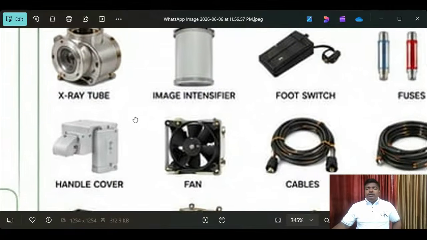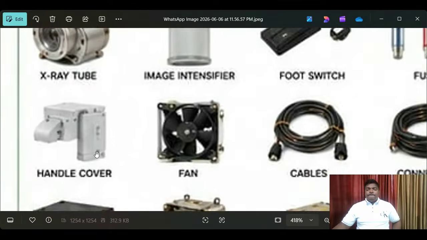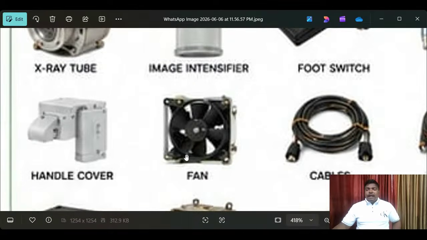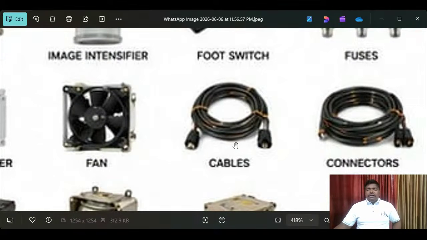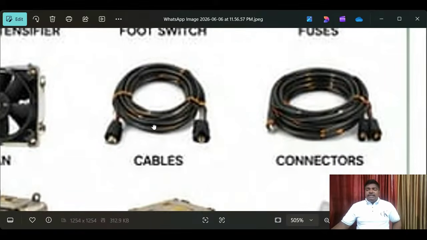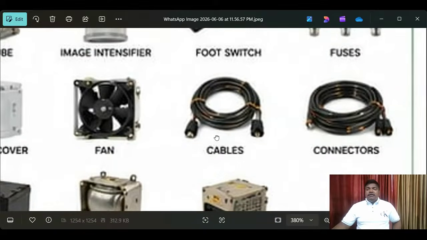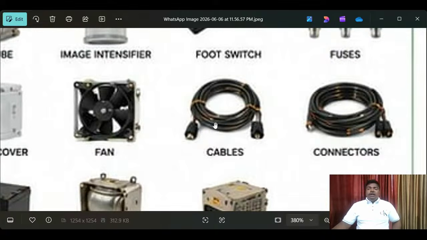Next point I want to show you, see here, handle cover, and fan, cooling fan, cables. These cables are what connectors? These are the video cables. Okay, HDMI cables are there because it is useful for connecting to the monitor. Because of monitoring when exposing the X-ray, for visible purpose it is going to use this cable.